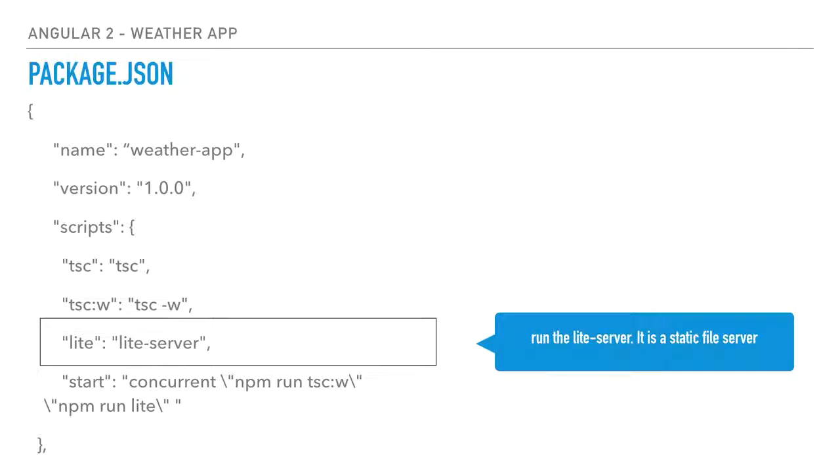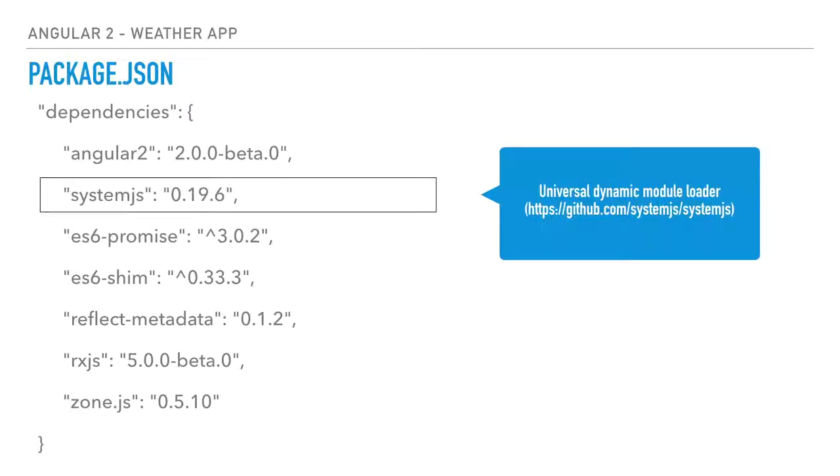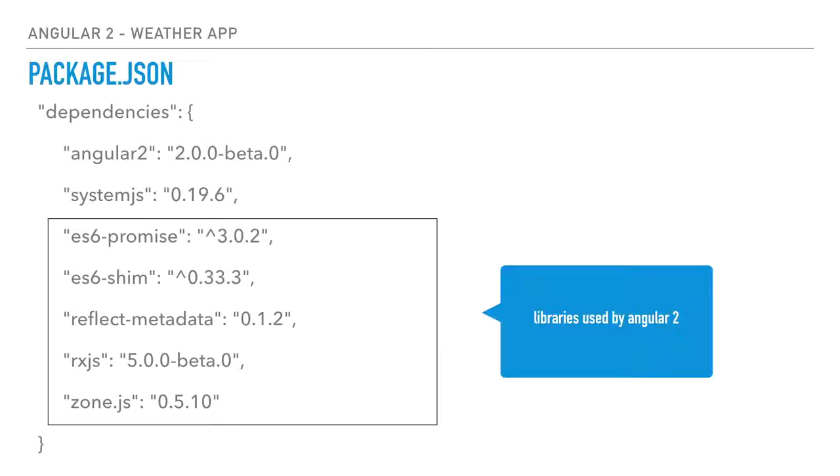Then we have here the light server. This is what we will use for running a local server and see how it looks our application in the browser and so on. Then we have the dependencies. This is the Angular version that we are using. Probably if you watch this video in 3, 4, 6 weeks, probably this beta version will be bigger. Let's see. Then here we have the system.js. This is a library for loading JavaScript Angular in the browser.